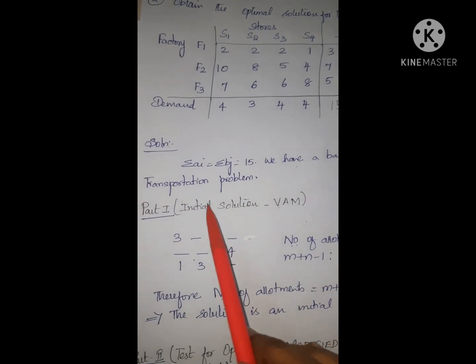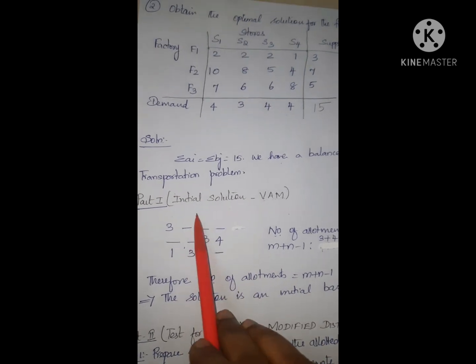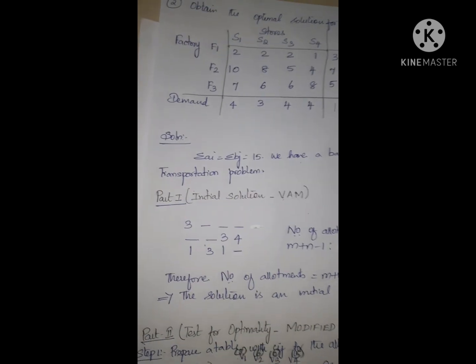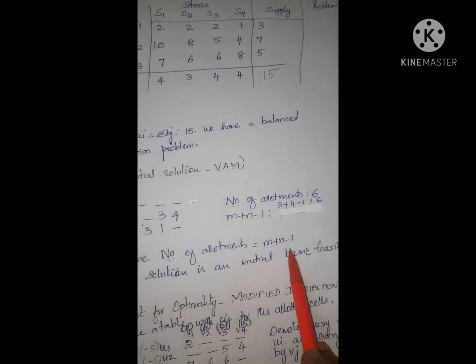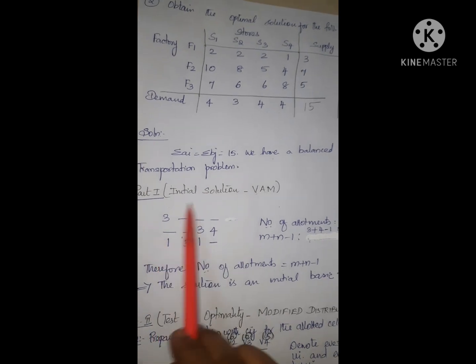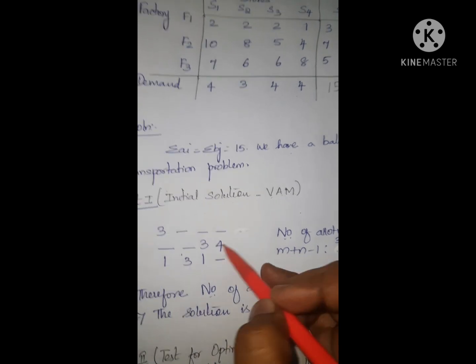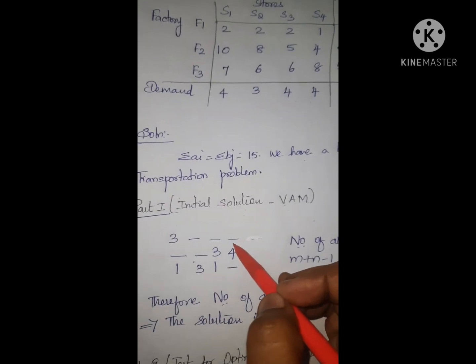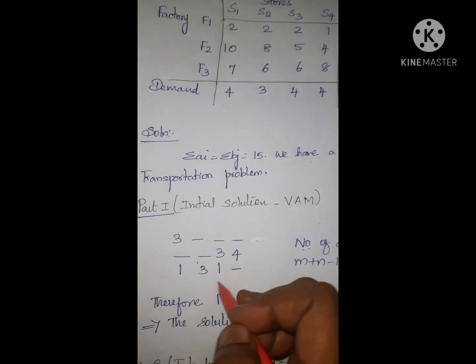So let us see whether this initial solution is a basic feasible solution. When do we call this initial solution a basic feasible solution? Whenever the number of allotments in this allotment table is equal to m plus n minus 1. So let us see how many allotments we have in this initial solution. The allotment table is nothing but the initial solution. Let us check how many allotments are available in this allotment table.